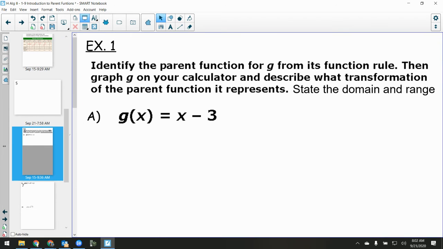Okay, enough of me talking. Let's get to your calculators here. Identify the parent function for g from its function rule. Then graph on your calculator and describe what transformation on the parent function it represents. Also state the domain and range.